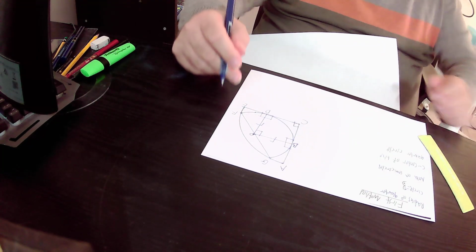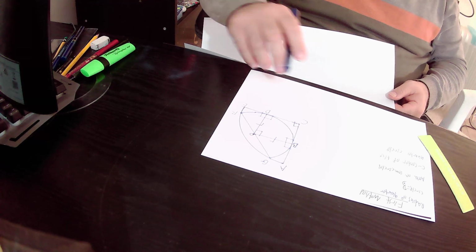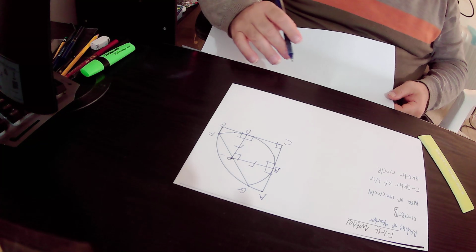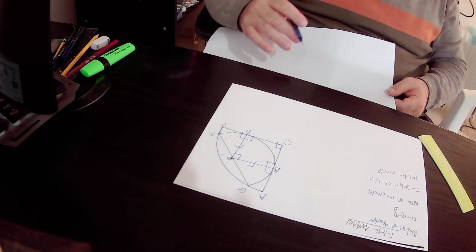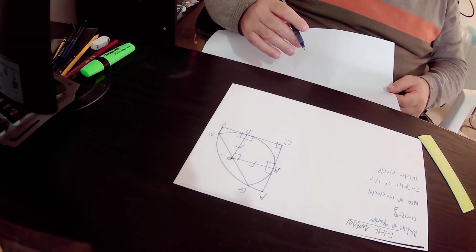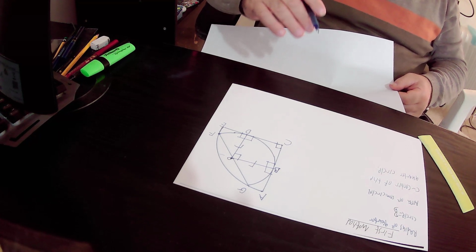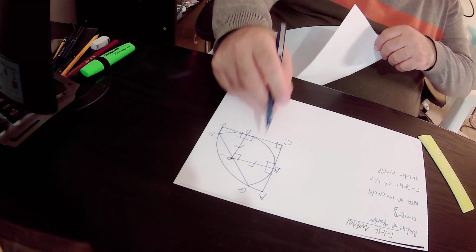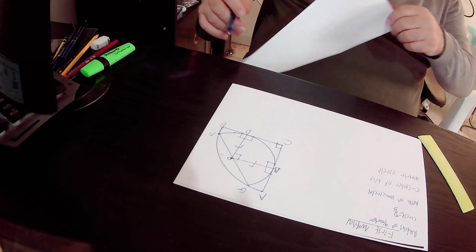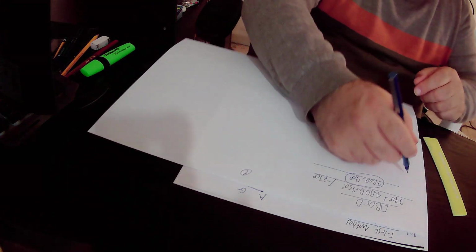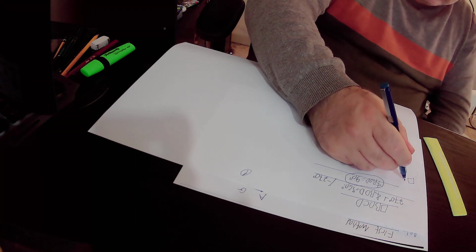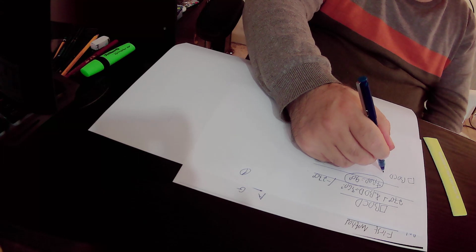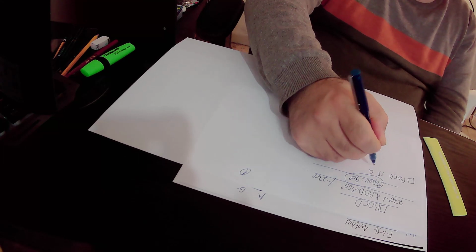So actually, quadrilateral BOCD has 4 right angles, and any quadrilateral that has 4 right angles must be at least a rectangle, if not a square. So we will relate to quadrilateral BOCD as a rectangle. So I write it down. Quadrilateral BOCD is a rectangle.